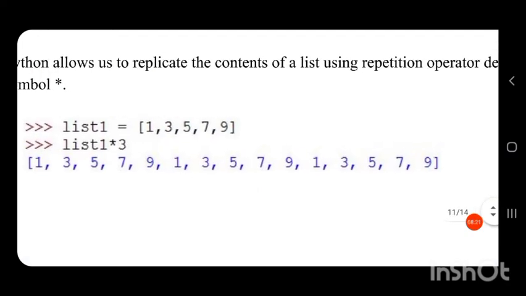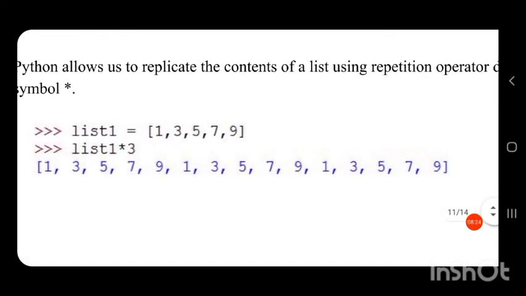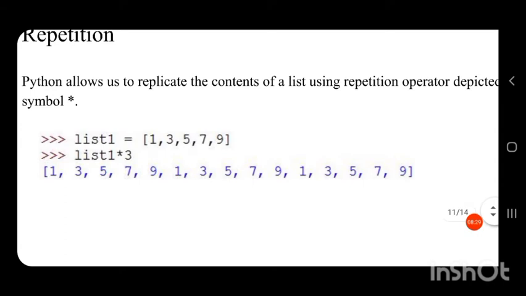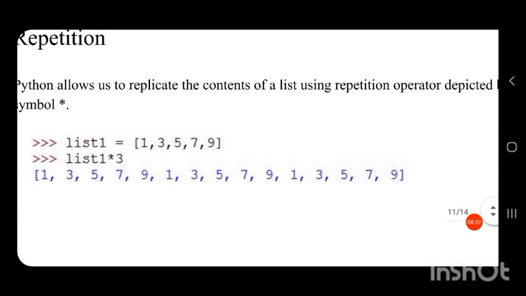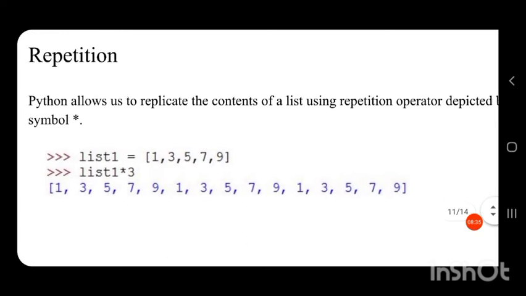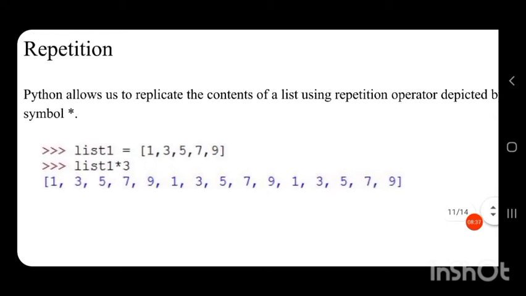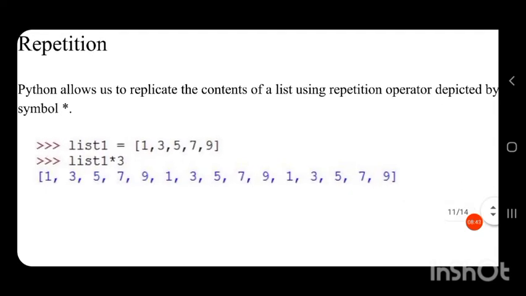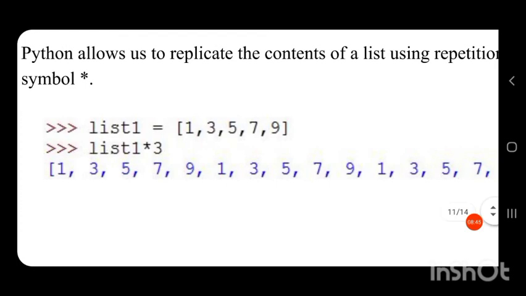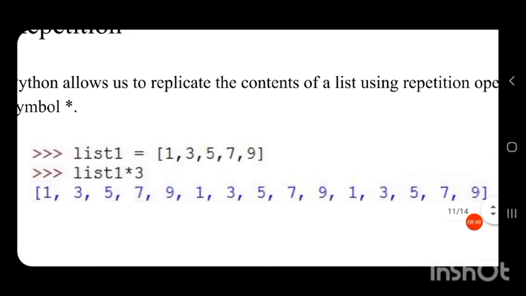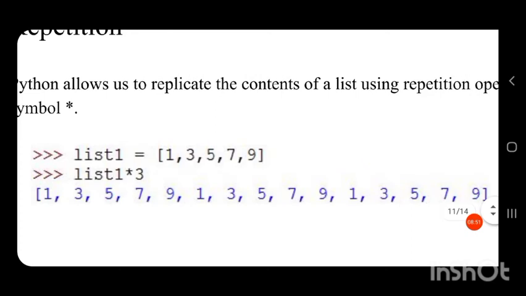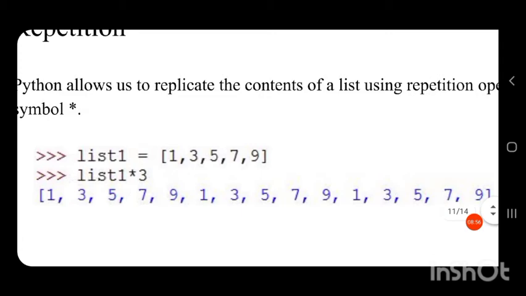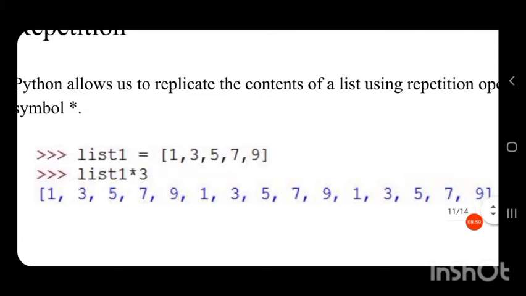5, 7, 9 in square brackets because list 1 is a list. So here we are doing the replication operator. In the replication operator, two operands will be there. One operand should be a list and the other operand should be an integer. Here you can see star is the replication operator, and list 1 and 3 are the two operands.